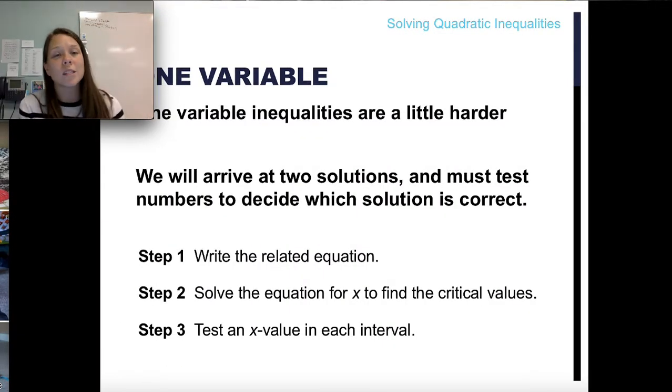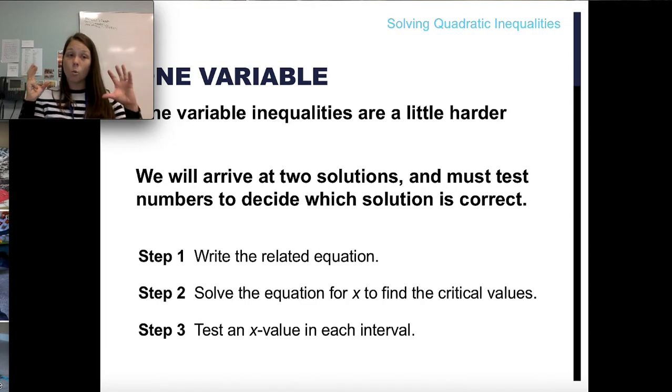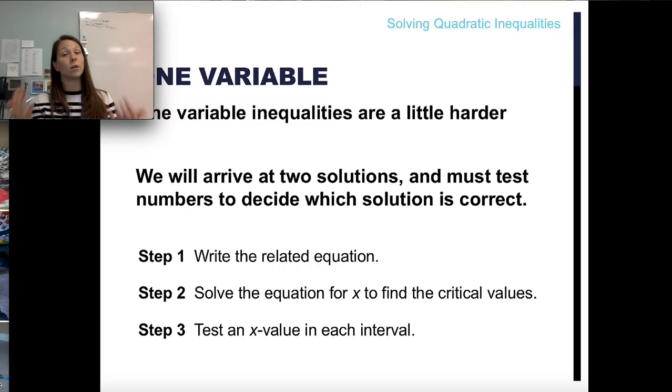All right, so now let's talk about when we have one variable. When we have one variable, this kind of has a three-step process. Step 1, you're going to write the related equation. Step 2, you're going to solve for x using factoring, quadratic formula, or completing the square. Step 3, we're going to test our x values within some intervals to figure out where the answers actually lie. Because we're dealing with an inequality, we don't just have one set of answers like x equals 2 and x equals 3. We have a range of answers, so we've got to figure out where is that range.